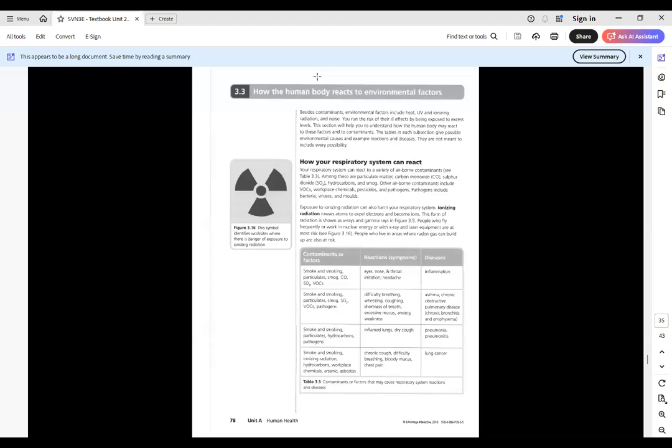Okay, what are the reactions? Chronic cough, difficulty breathing, bloody mucus, and chest pains. This is very severe now. You do not want to be breathing in any of these contaminants. This probably could be, if it's the smoke and smoking, it's probably very long term. This wouldn't be from one smoky little summer, but this would be over years of inhaling smoke from smoking cigarettes or a workplace. And we've already talked about where you find radiation.